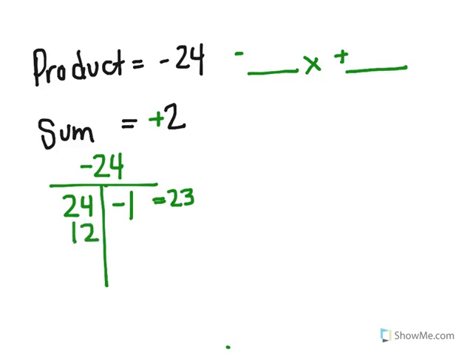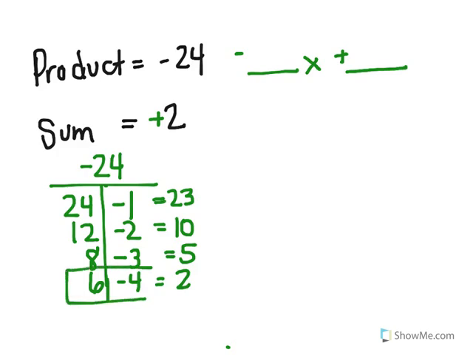How about 12 and negative 2? That multiplies to negative 24, but that adds up to 10. Okay, how about 8 and negative 3? Nope, that adds up to 5. Oh, here we go. How about 6 and negative 4? There are the two numbers we're looking for. They multiply to give me negative 24, but they add up to 2. So remember, I want the positive to be the greater number, so I'm going to put the 6 with the positives and the 4 with the negatives. Negative 4 plus 6 equals 2.